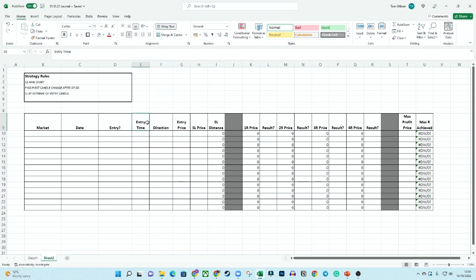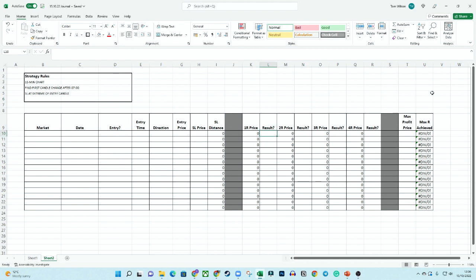What time did it occur during the day? So it's easy to find that candle. The direction, obviously long or short here. Entry price, stop loss price. It'll then work out the distance, just a simple formula in there. And then obviously I can easily track through what's my 1R price, what's my 2R, what's my 3R. So did it achieve each of these? And we can just put this in here, did it achieve 1R? Yes, or maybe no. Obviously, if it didn't hit 1R, we know it's not going to hit 2R, 3R, or 4R.